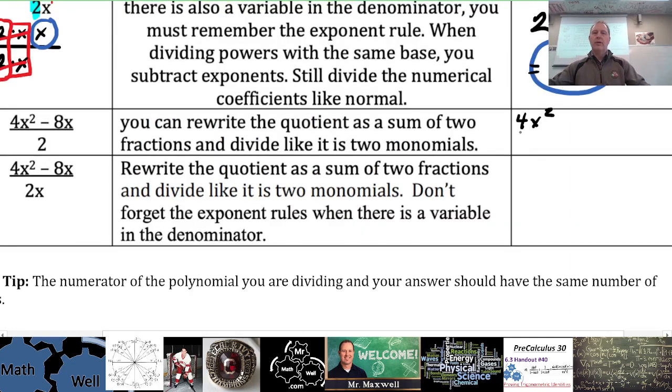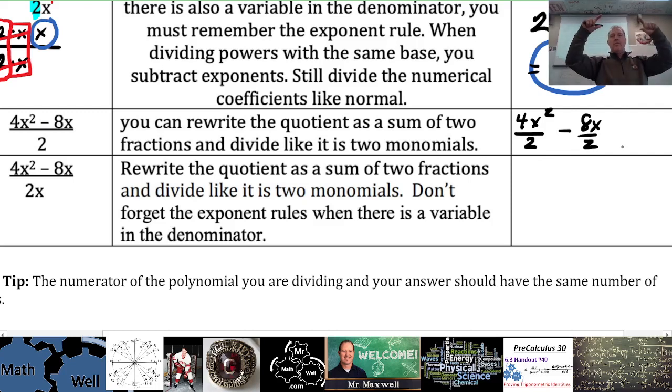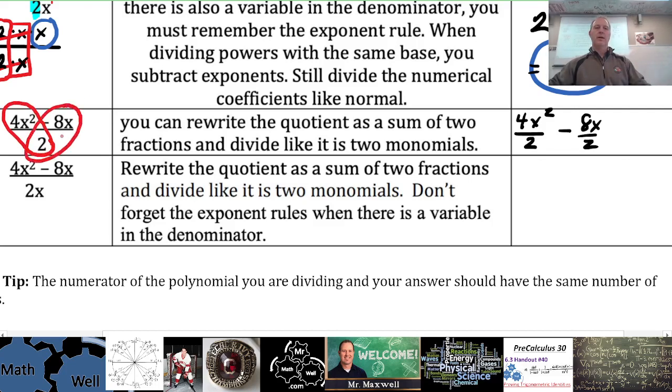4x squared over 2 minus 8x over 2. So I'm going to take that binomial on the top, and I'm going to split it into 2 fractions with a common denominator. So that's this as one fraction, and then this as another fraction. Okay? And you can do that with however many terms are on top. If you've got 7 terms on top and 1 term on the bottom, you can write 7 fractions that are added or subtracted with the same common denominator.